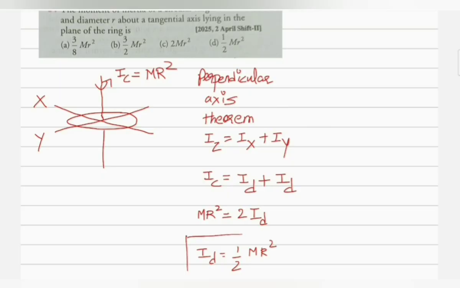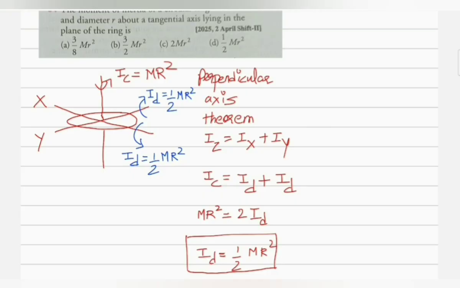Is that fine, students? I am going in a stepwise manner so that all students can cope up. Maximum students would have already memorized this result, so that's even better, your time will be saved here, right? You tell me, the moment of inertia about the diameter axis, Id, how much is that? Half mr square. Yes sir. Moment of inertia about the diameter axis Id will be half mr square. Everything okay till here, students?